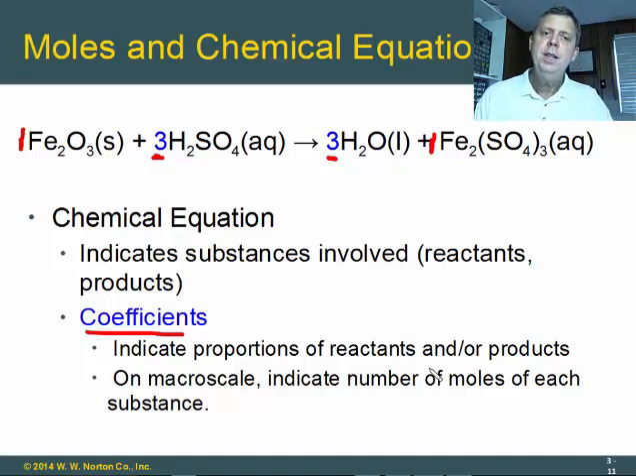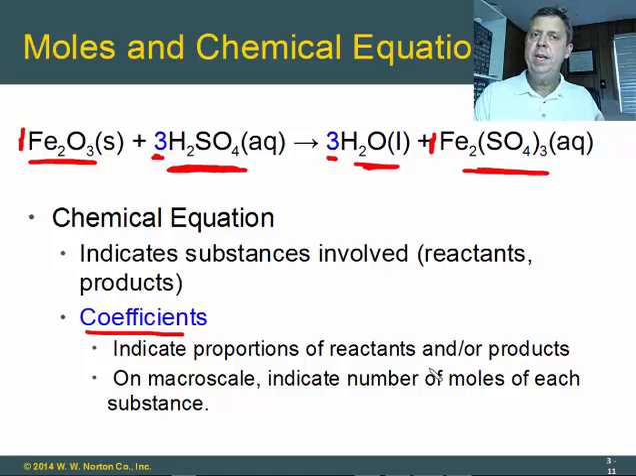What this shows us is that for every iron(III) oxide, we need 3 sulfuric acids because it's a 1-to-3 ratio. And for every 3 sulfuric acids, we'll produce 3 water molecules and 1 iron(III) sulfate. So we can relate numbers of each compound to each other. By the same token, we can relate moles of each compound. That's what we really care about because we can't react 1 molecule or 1 formula unit at a time, but we can relate moles of each one.